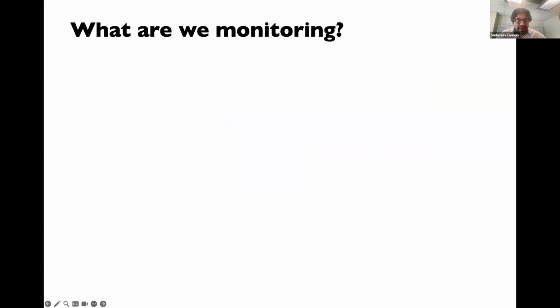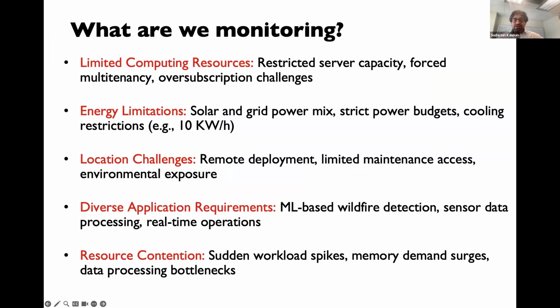So what are we monitoring in this infrastructure? We are monitoring for limited computing resources, for example, forced multi-tenancy and the oversubscription challenge. We are also monitoring for energy limitations, the point at which you go beyond 10 kilowatts per hour. That's our initial default model. We're also monitoring for deployment location challenges: what happens when these are deployed remotely with varying bandwidths and network conditions and so on. We are also monitoring what happens when there is interaction between different types of applications at the same time. How does it impact not only the application, but the overall cyber infrastructure, and things like resource contention and so on.